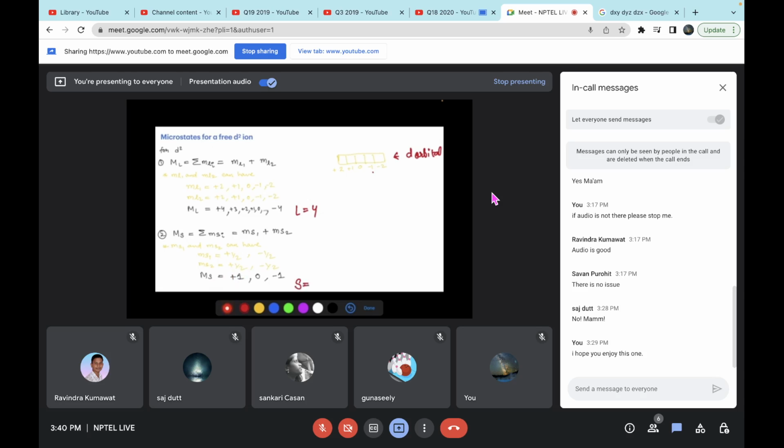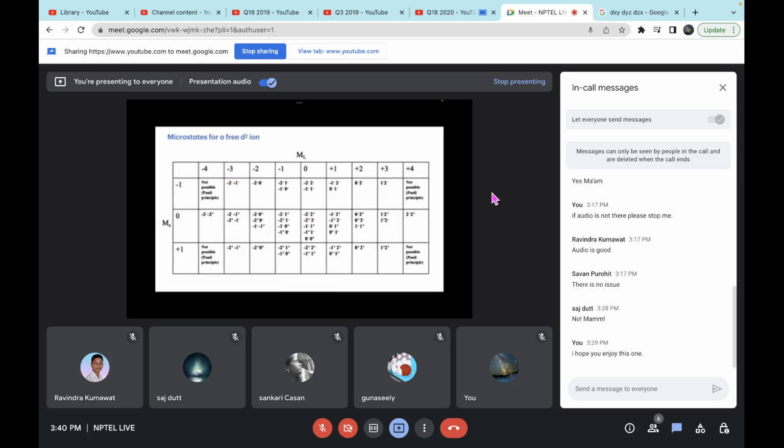So my S is plus 1 and my MS goes from plus 1 to minus 1. So the microstate for a free d2 ion, the possible microstates and the overall number of microstates for a free ion with d2 electronic configuration, we can express in a microstate table.